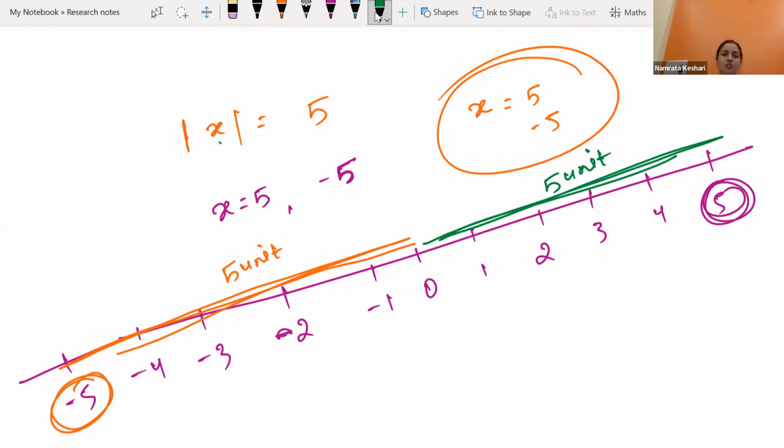Is it making sense to you? Mod of x means 5. That means if the x value is minus 5, mod means distance from origin, and here it means the distance of minus 5 from origin.